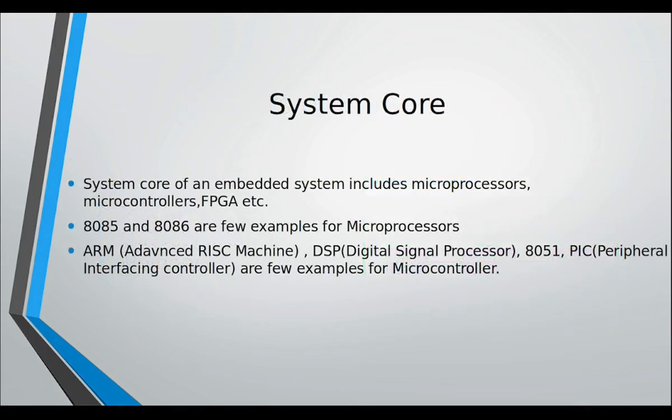Firstly, system core. The system core is the brain of the embedded system and includes which may be microprocessor and microcontroller. Examples for microprocessor are 8085 and 8086, which are Intel belongings used in general computing tasks. 8085 is a 8-bit microprocessor and 8086 is a 16-bit microprocessor. Coming to microcontrollers, ARM, which is abbreviated as Advanced Disk Machine, DSP, Digital Signal Processor, 8051, and PIC, Peripheral Interface Controller, are the examples for the microcontroller.